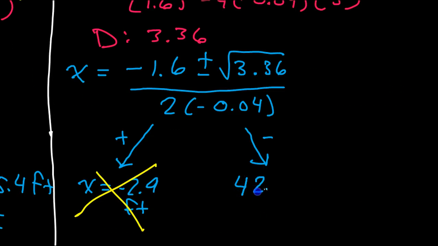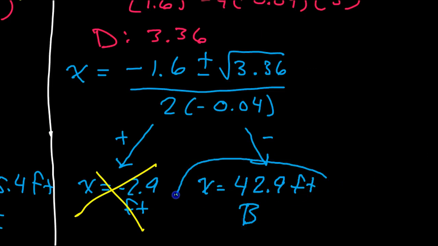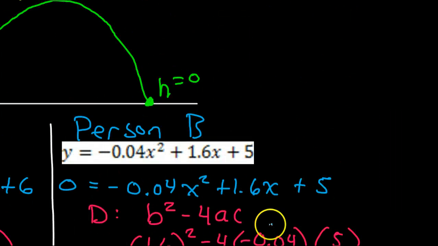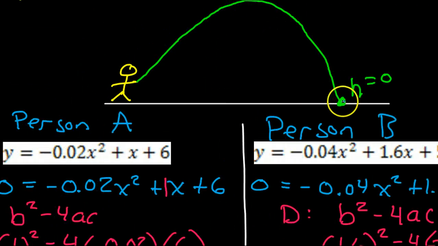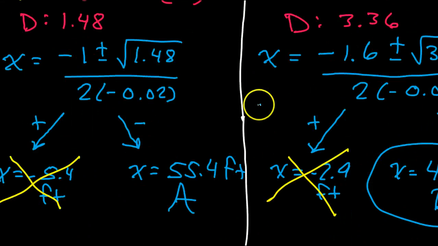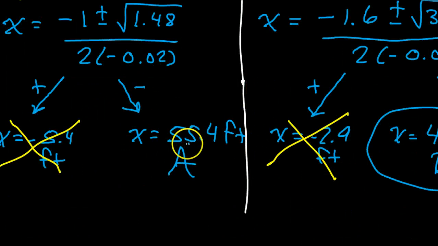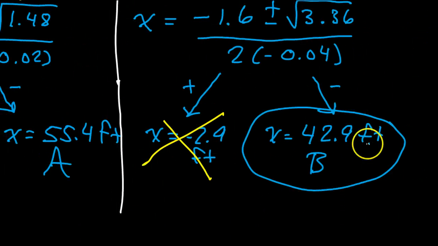Okay, 42.9 feet. Okay, and that was person B. Alright, so remember what we were finding was the total distance of the throw. Okay, so for person A, we had a total distance of 55.4 feet, and for person B, it was 42.9 feet. So obviously contestant A threw the farthest.